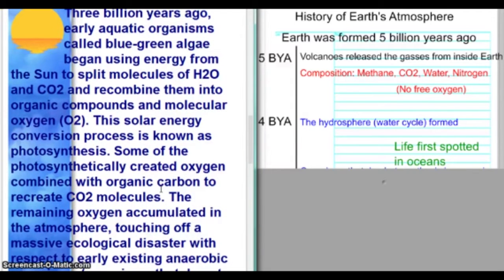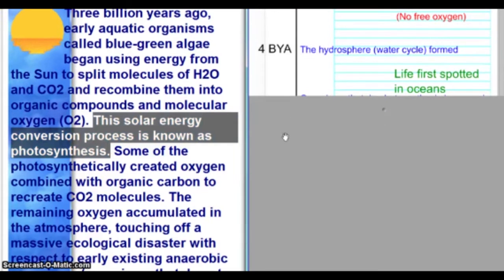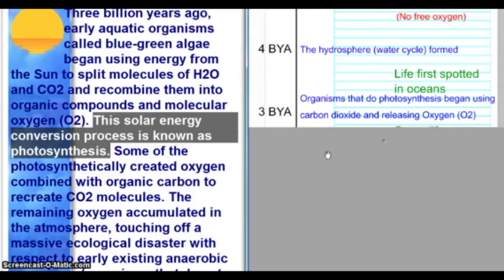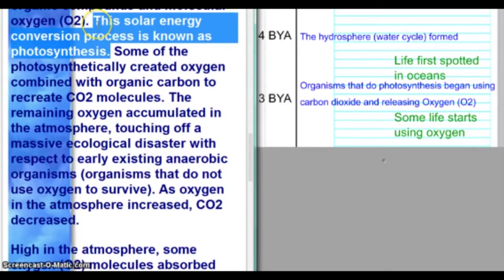3 billion years ago, early aquatic organisms called blue-green algae began using energy from the sun to split molecules of H2O and CO2 and recombine them into molecular organic compounds and molecular oxygen. Here's the first oxygen showing up on Earth. This solar energy conversion process is known as photosynthesis. So at 3 billion years ago, in comes photosynthesis. Organisms that do photosynthesis begin using carbon dioxide and releasing oxygen. So some life at this point starts using oxygen.